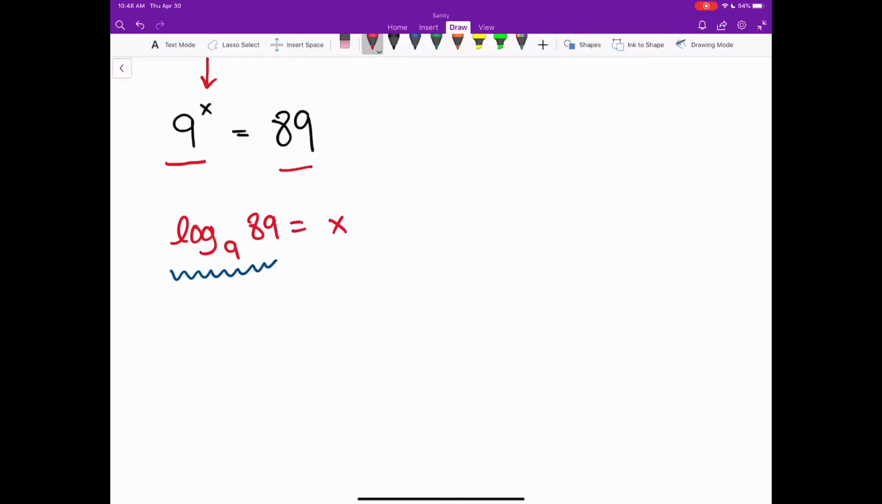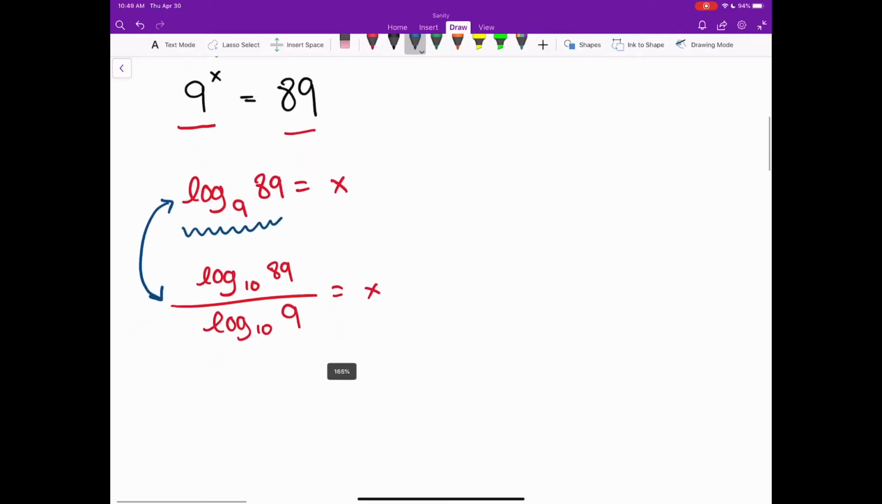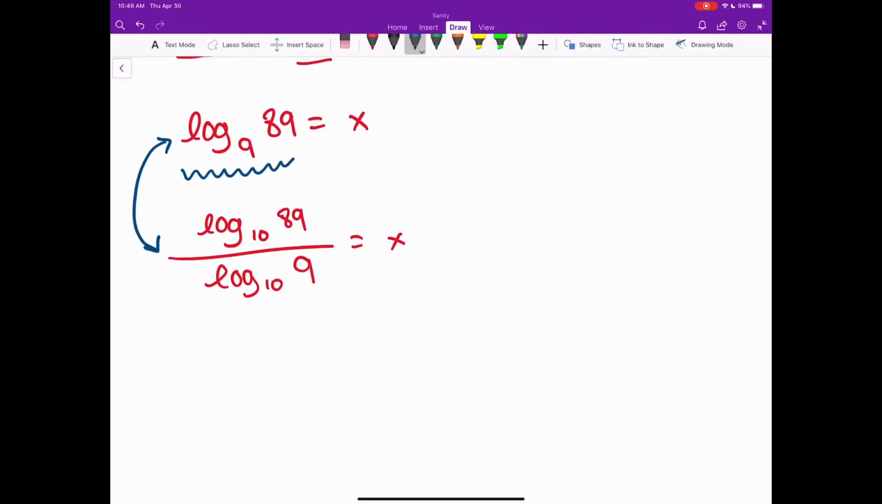So I'm going to have to use the change of base formula here. Using my change of base formula, I'm going to pick a new base, and we're probably going to pick base 10, so that works with the calculators very well. So log base 10 of 89 divided by log base 10 of 9, where 9 was our original base, equals x. Again, these two are the exact same thing. That's why I'm able to write it like that. And now this is something that I can evaluate.